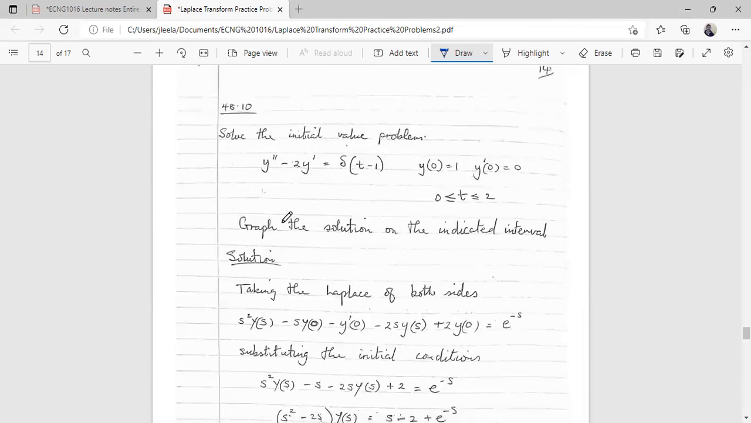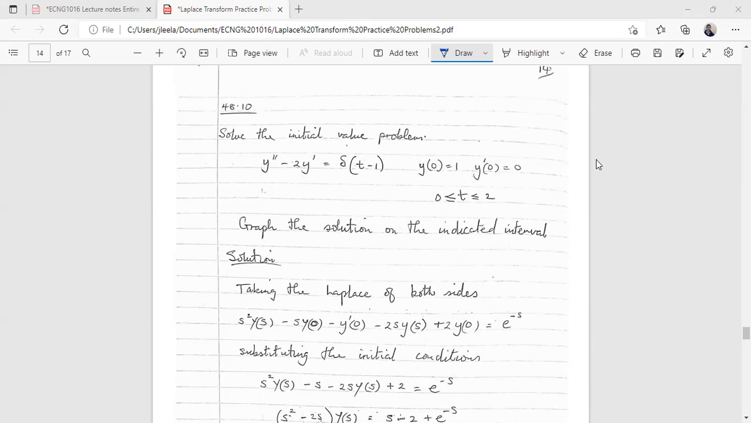Solve the initial value problem, y double prime minus 2y prime is equal to the Dirac delta t minus 1, right? At this time, your initial conditions, one of them is 1 and the other one is 0, right? And graph the solution on the indicated interval.